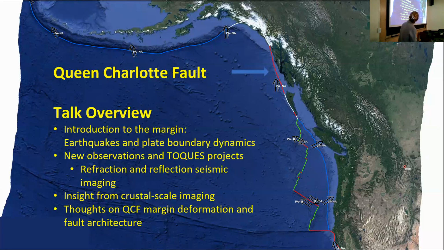But as I mentioned earlier, specifically, this is a marine seismic effort to try to better image this complicated and interesting plate boundary represented by the Queen Charlotte Fault, for the full crustal and even into the mantle scale of both the Pacific and North America plates there. And then we'll think about what we're learning from this new information about margin deformation and fault architecture.